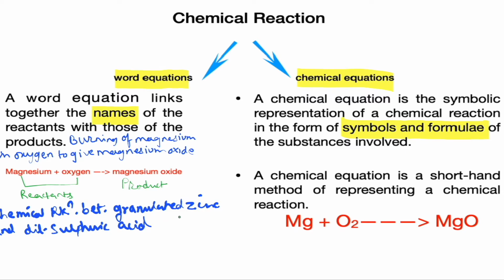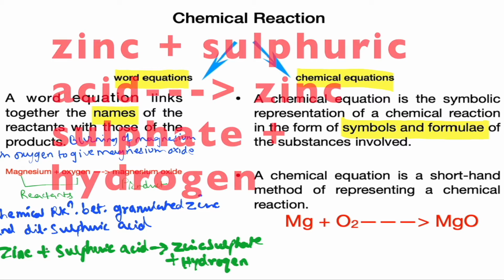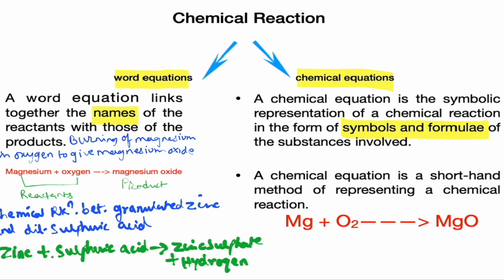Chemical reaction between granulated zinc and dilute sulfuric acid in the word equation can be written as zinc plus sulfuric acid gives zinc sulfate plus hydrogen. So here again, whatever is written on the left hand side of the arrow, zinc plus sulfuric acid, is the reactant, and whatever is written on the right hand side of the arrow, zinc sulfate plus hydrogen, is the product. And this is the word equation for this long descriptive sentence.